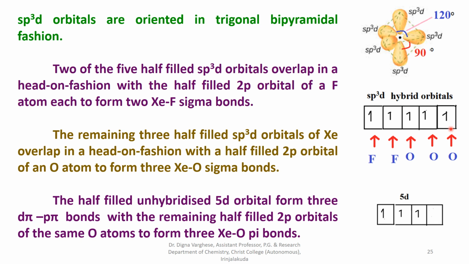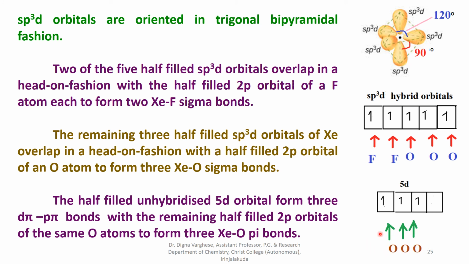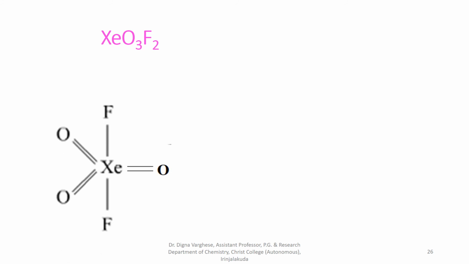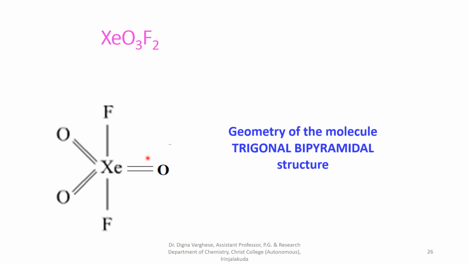The unhybridized 5d orbitals of xenon overlap in a sideways fashion with the 3 half-filled 2p orbitals of the 3 oxygen atoms, forming 3 Xe-O pi bonds. The structure of the molecule is trigonal bipyramidal. Bond angle is 90 degrees and 120 degrees. In this case, there are no lone pairs.